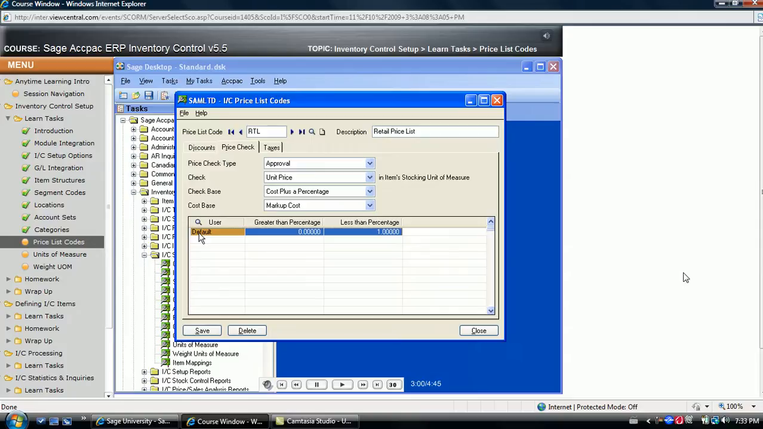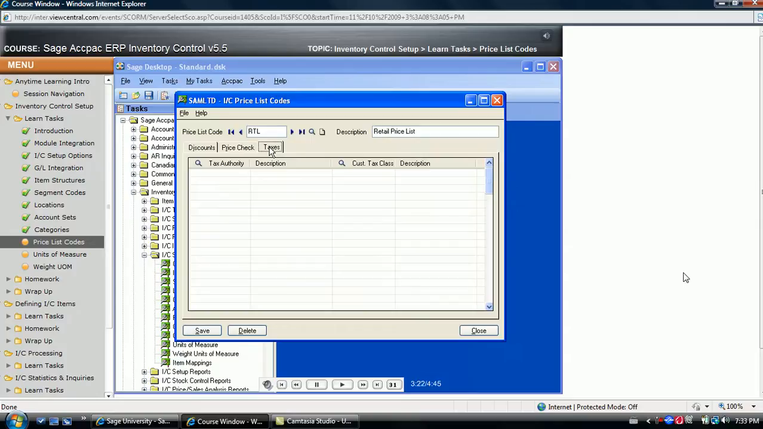The default user indicates everyone. Different users can maintain different minimum and maximum ranges by entering their user ID here. The settings defined for a price check become the defaults when this price list code is assigned to an item. However, changes can be made on an item-by-item basis.